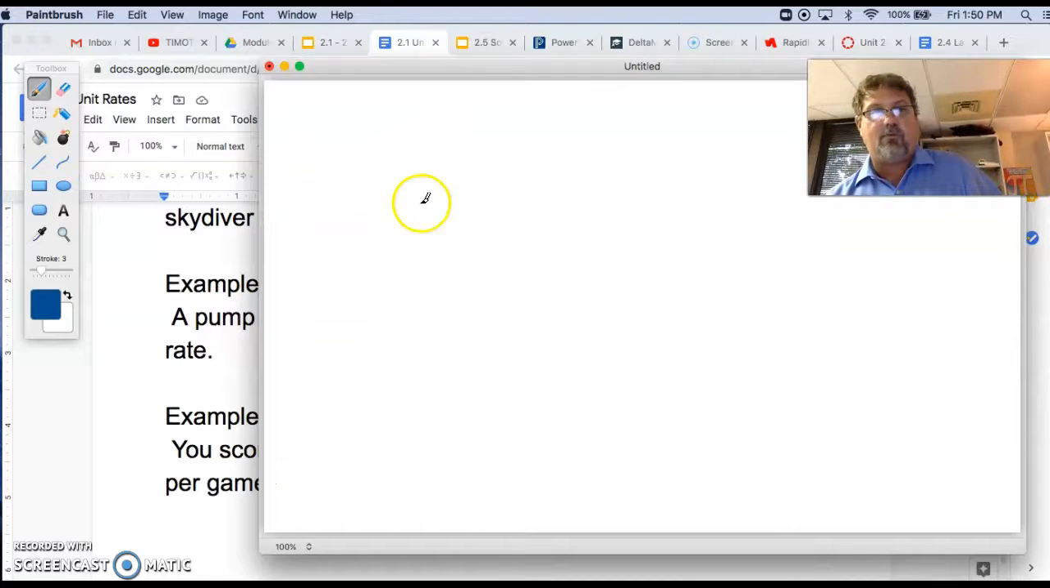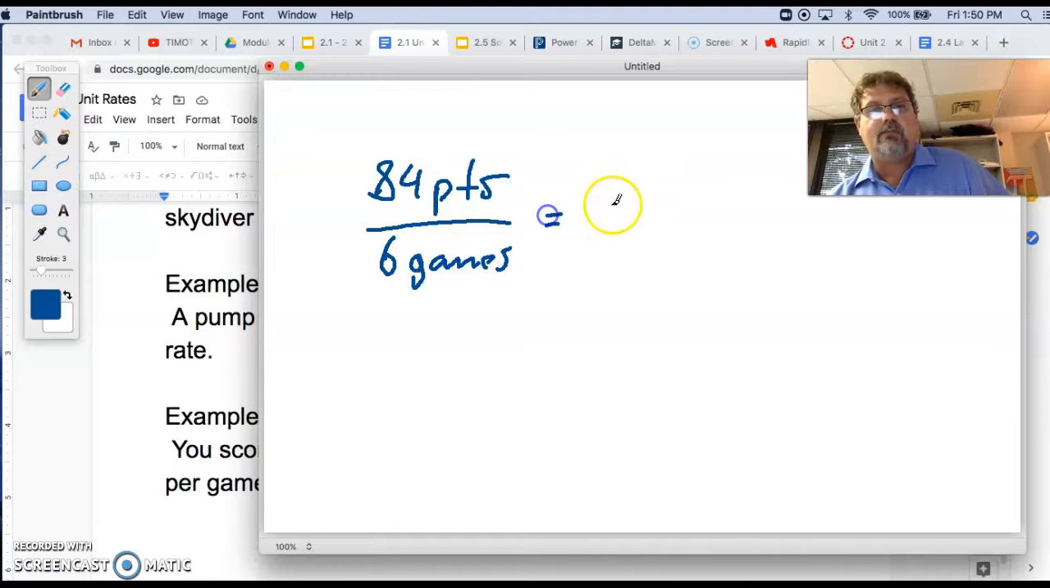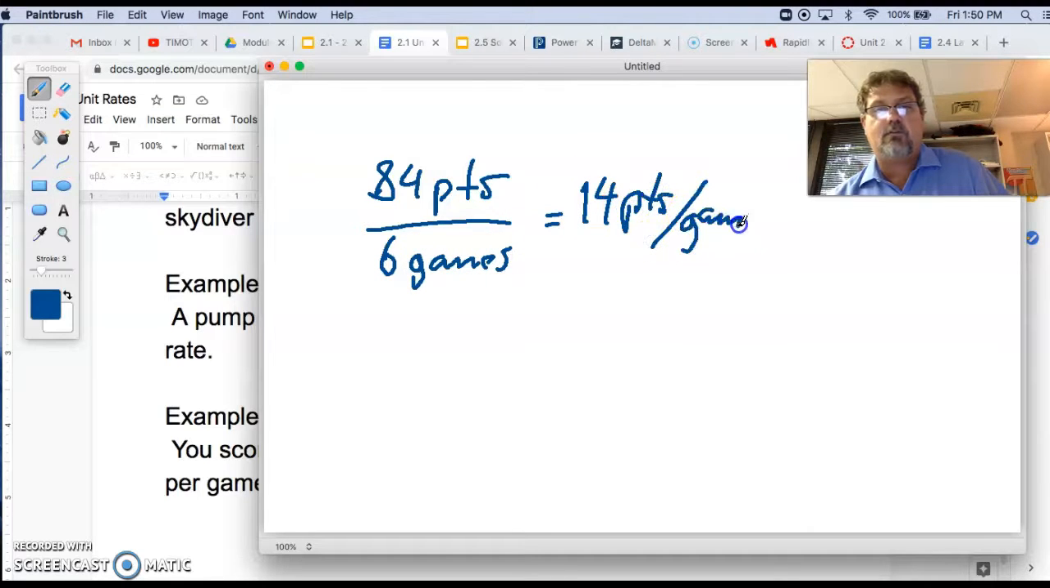So we have 84 points per, or every, 6 games. And 6 goes into 84 14 times. 14 points per game. And that's how you create unit rates. Unit rates usually have this little slash and then the other unit right here, which means per 1 game, right? Because that's still 14 over 1. Anyway, the math should be pretty easy.